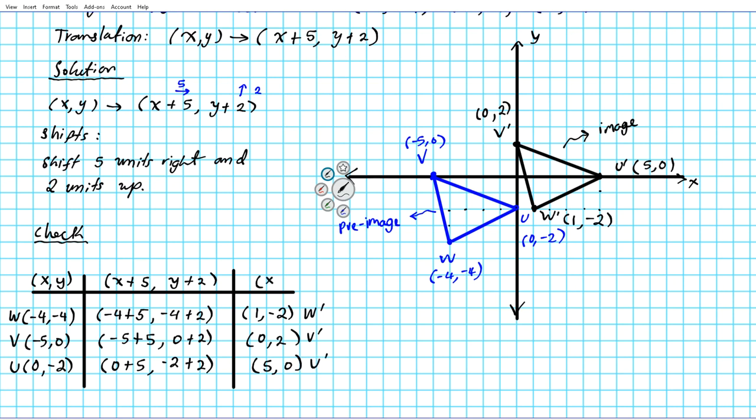Okay, so these are our transformed coordinates, x prime, y prime. So now we're going to do a comparison to make sure we got it correct. W prime, the arithmetic check says is 1, -2. That's what we have here, correct. For V prime, arithmetic check says 0, 2. That's what we have here, check, correct. And lastly, U prime is 5, 0. That's exactly what we have here, check. So that shows that our answer is in fact correct, okay? So that's basically how you carry out geometric translations on the coordinate system.